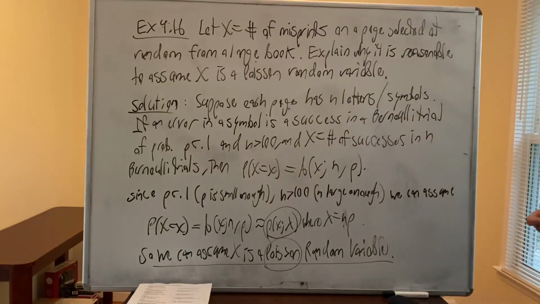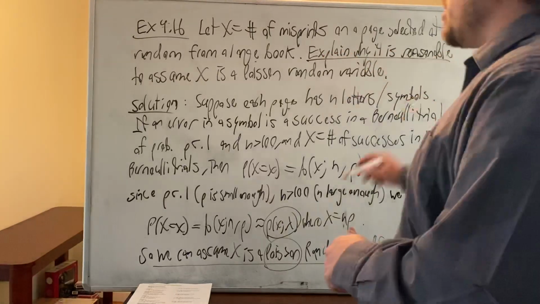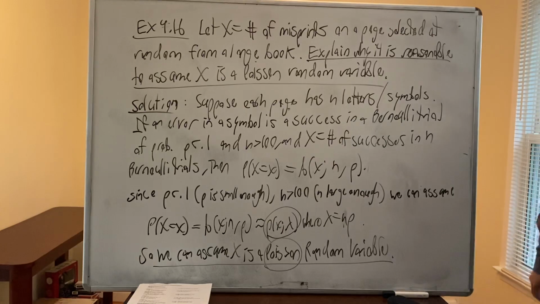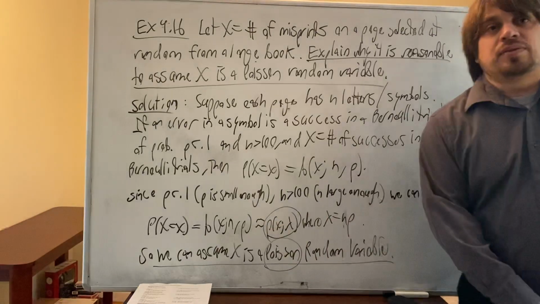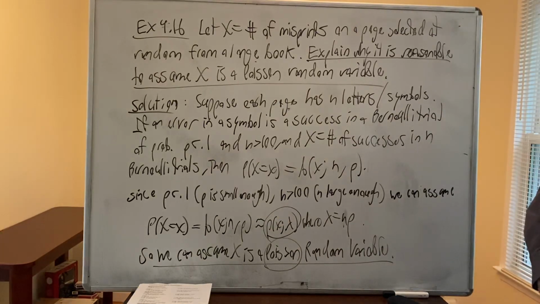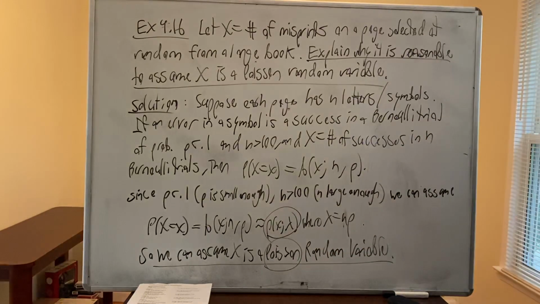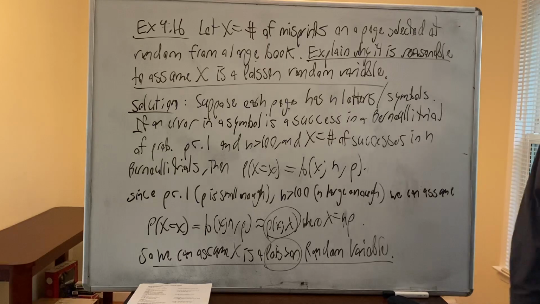Okay, and so that answers the question. Explain why it is reasonable to assume X is a Poisson random variable. Okay, because we can assume it's a binomial. We can use the Bernoulli function to describe the situation, and that's approximated by the Poisson distribution.